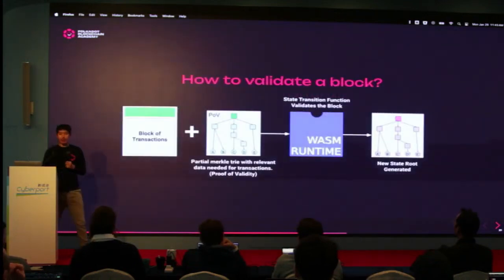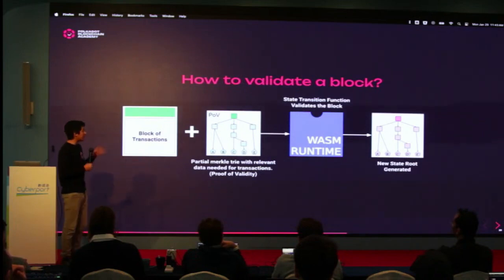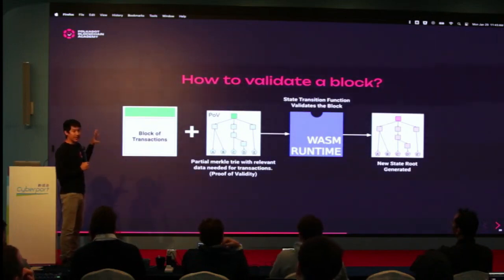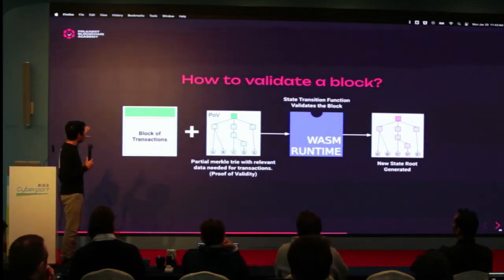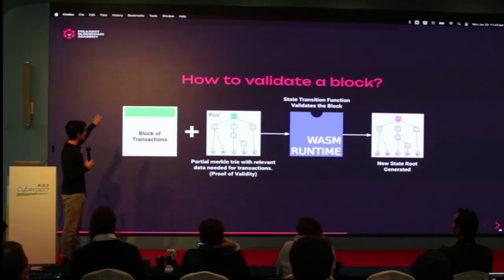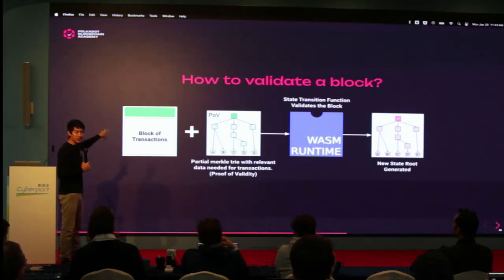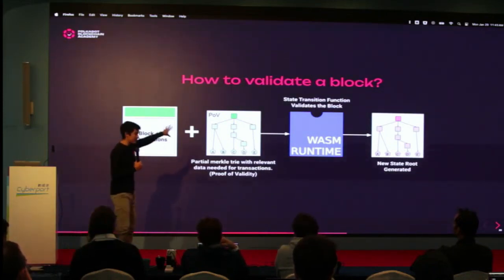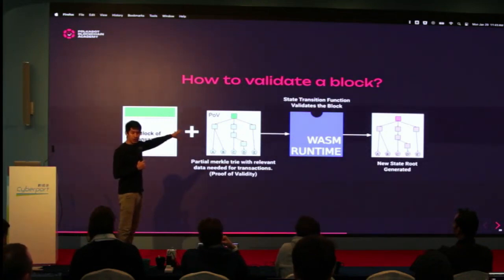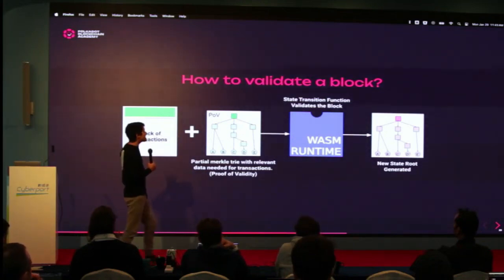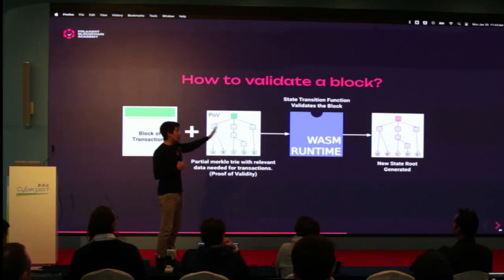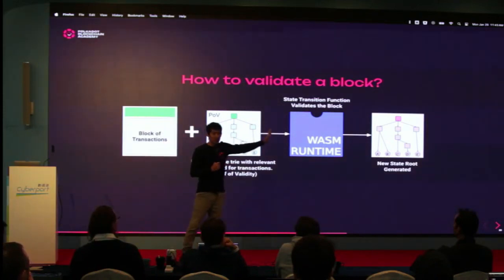So how do you validate a block? This goes back to our question. What are the building blocks needed to do a basic validation? Well, first, we need a block of transactions. This is the state transitions we want to execute in our state transition function. We need state on which to execute those transition functions. And then we need the state transition function itself, which will then transition that state to a new state, right?